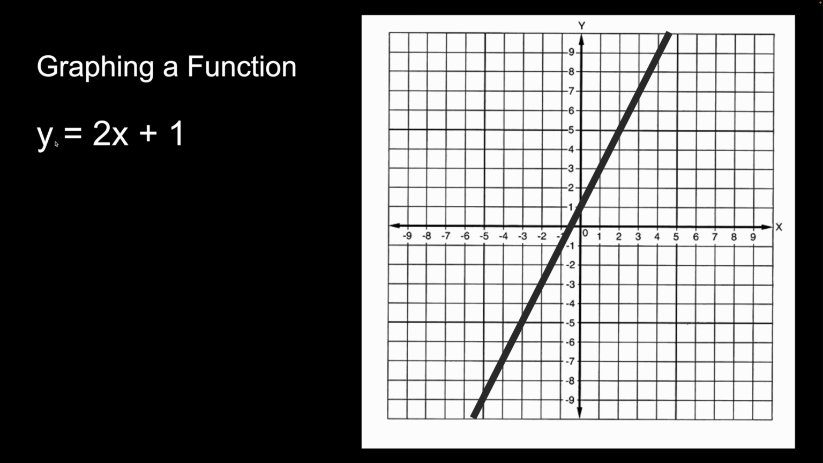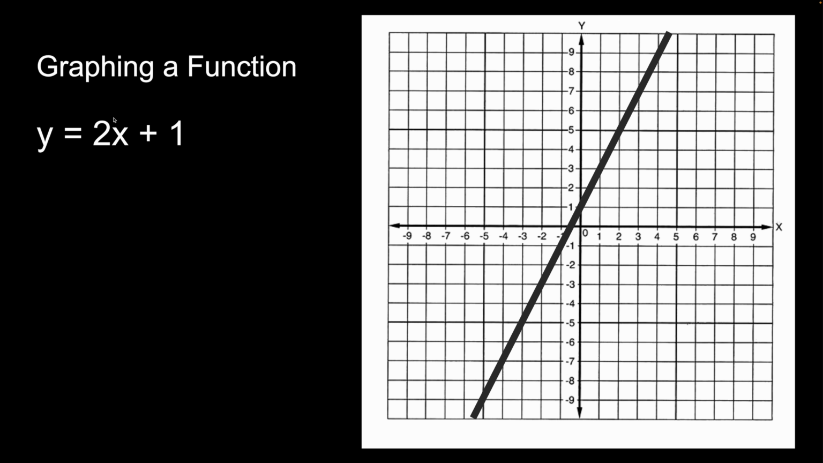Here we're given that the equation of this line is y is equal to 2x plus 1. The first thing you want to do is look at this number over here, the plus 1. This signifies that the line crosses the y-axis at 1, which is why it's the y-intercept. So the line will include this point of 0, 1.